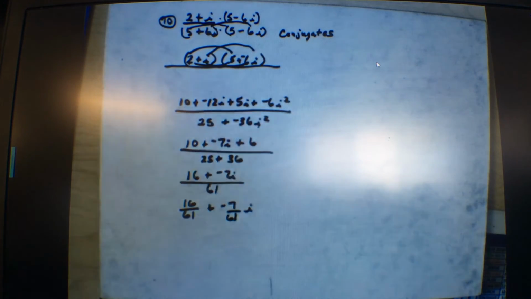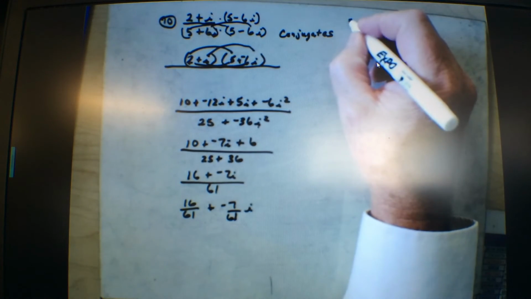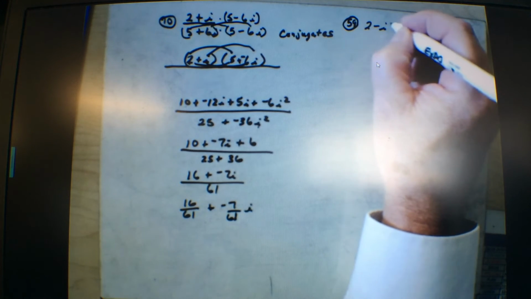If you look in your assignment at number 59... Is our assignment big? Yep.